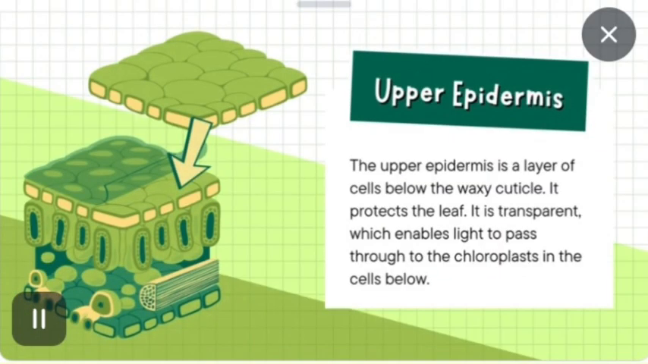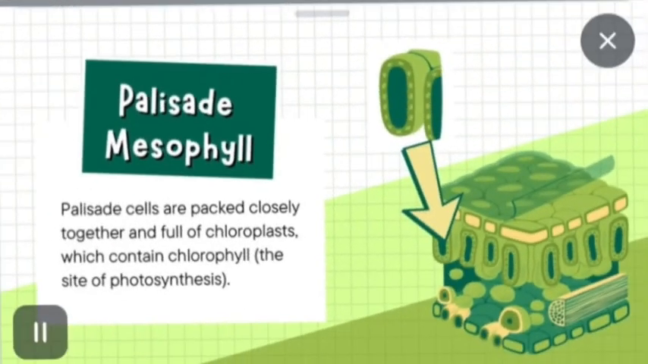Upper epidermis. The upper epidermis is a layer of cells below the waxy cuticle. It protects the leaf. It is transparent, which enables light to pass through the chloroplast in the cells below. So the next layer is epidermis. So this layer protects the cuticle and also the leaf, and it also exchanges the gas. Why? Because it is transparent.